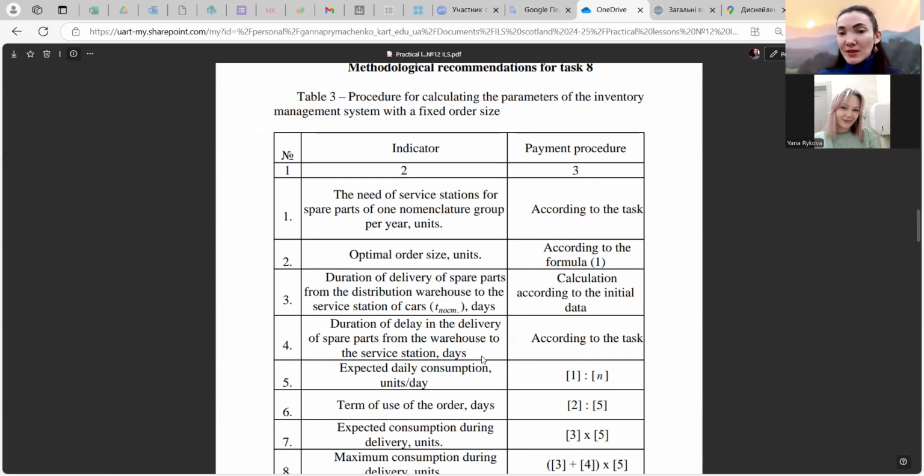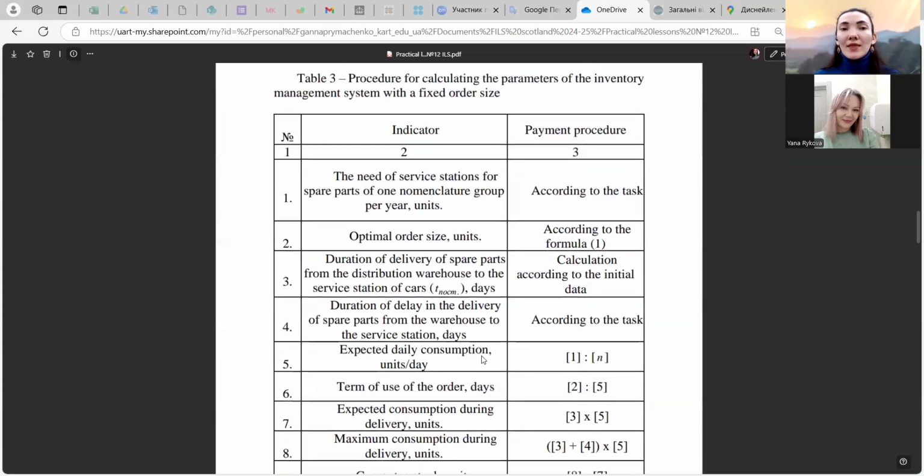Okay. And the next is very fast, we can do it. Next, point number 5. We need expected daily consumption in units by one day. What we need to do is use our first point here in our table, which we already find in the search columns, and divide it by our n.